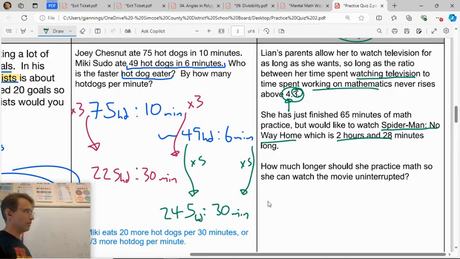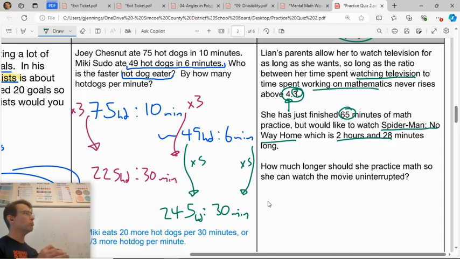That is to say, if she watches 4 minutes of TV, she has to do 3 minutes of math practice. 40 minutes of TV, half an hour of math practice. An hour and 20 watching movies, an hour of doing math practice, et cetera, et cetera. Just got to keep the ratios right, right? So she's already done 65 minutes of math practice today.